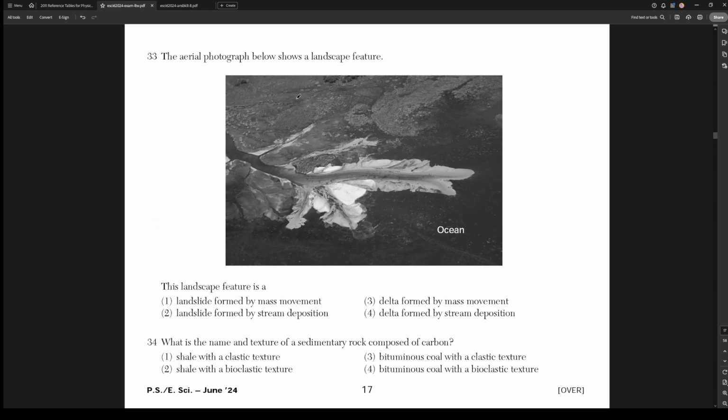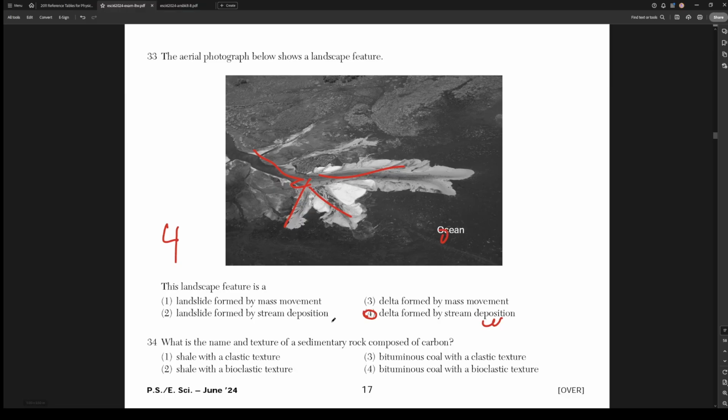All right. We got a landscape feature. Ooh, this is a delta. I just know that automatically because this looks like a river and this looks like the ocean, and here's your tree branch sort of looking structure. So that's a delta formed by stream deposition. It's dropping off everything in the ocean.